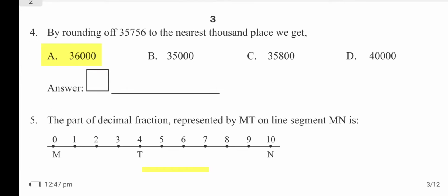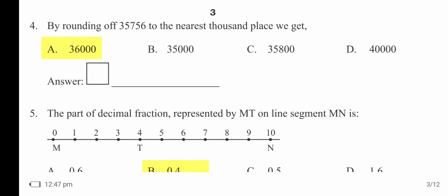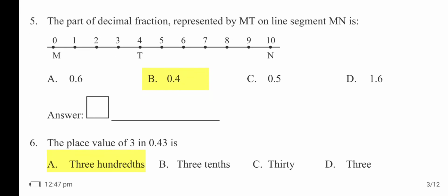Fourth question, by rounding off 35,756 to the nearest thousand place, we get option A, 36,000, which is the right answer. Fifth question, the part of decimal fraction represented by MT on line segment MN is. So the right answer is 4 by 10, which is equal to 0.4.